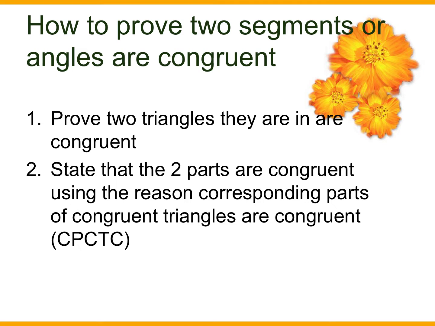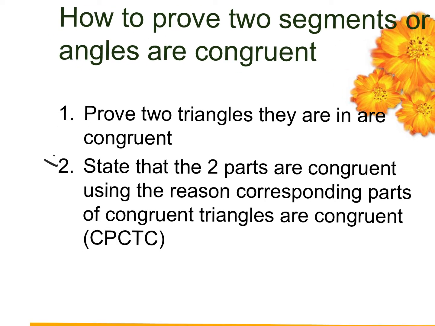So when you put this in as a reason, this second statement here, you can use this acronym, CPCTC. And if you notice, every other letter is a C. And what the letters stand for is the first C stands for the C in corresponding. The P stands for the P in parts. The next C stands for the C in congruent. And then the T stands for the T in triangles. And then the last C stands for that last C in congruent. So what it stands for is corresponding parts of congruent triangles are congruent. And the acronym is CPCTC.